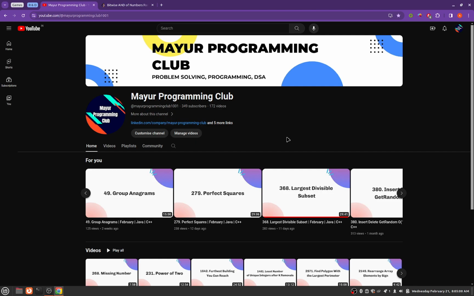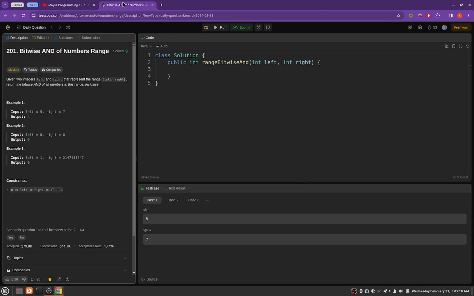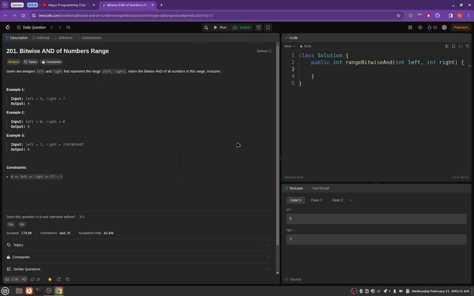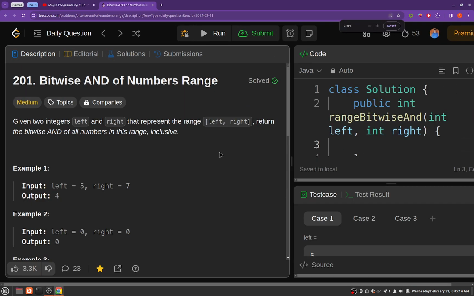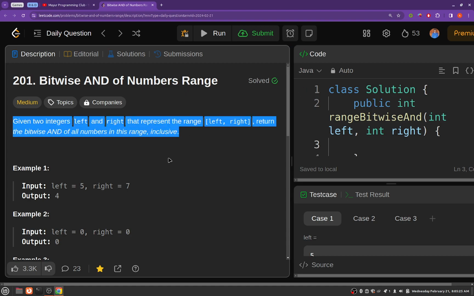Today we will be solving another daily Leetcode problem, and the problem's name is Bitwise AND of Numbers Range. So the problem statement goes like this: given two integers left and right that represent the range, left and right both inclusive, return the bitwise AND of all the numbers in this range, inclusive.